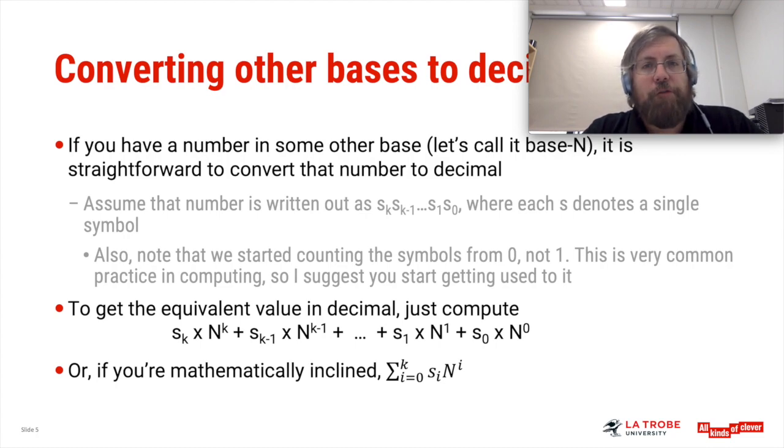So it's pretty straightforward to convert other bases into decimal. If you have a number in some base, let's say base n, that is written out as symbols S_k, S_(k-1), down to S_1 and S_0, where each S denotes a single symbol. Also note that I numbered these symbols starting from 0, not from 1, so it's 0 to k, not 1 to k, or 1 to k plus 1. This is very common practice in computing, so I suggest you start getting used to it now.